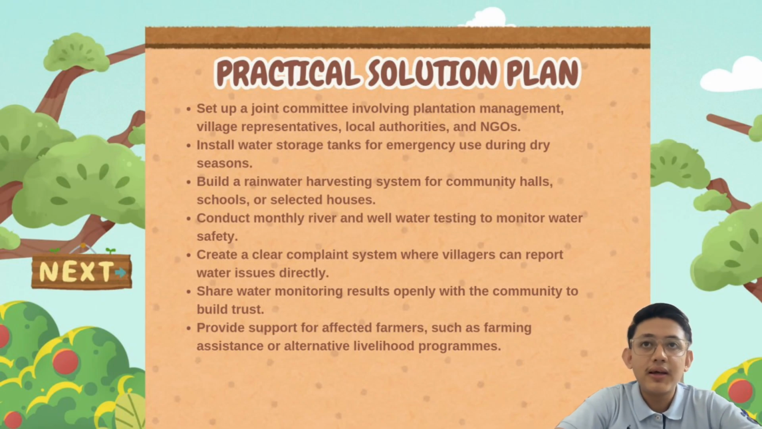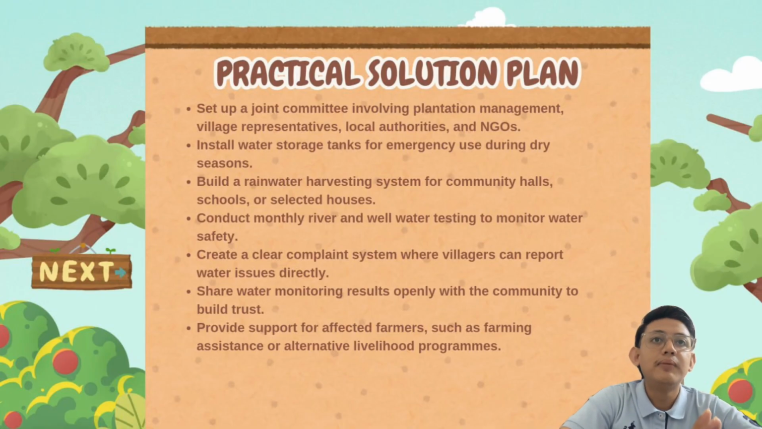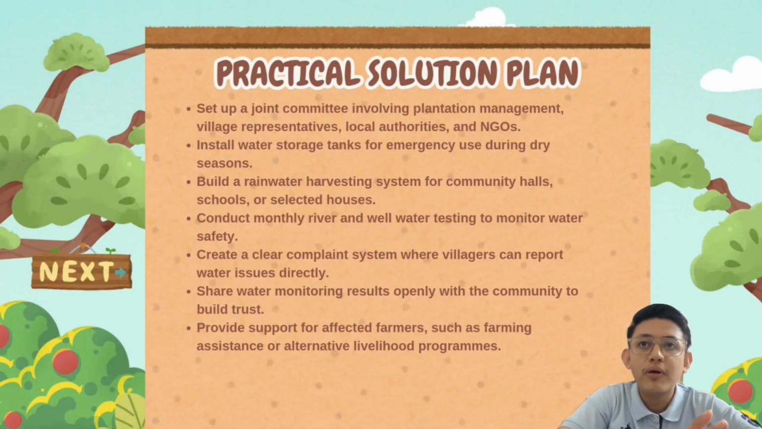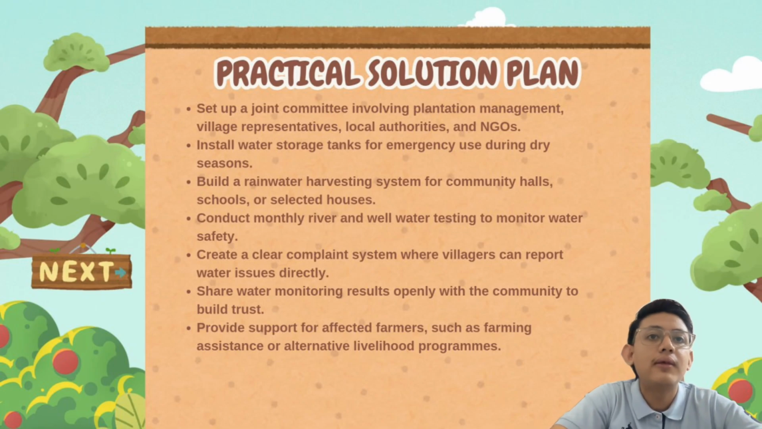This additional idea is important because the issue cannot be solved only by giving temporary help. The plantation company needs a proper longer-term plan to manage water resources fairly. By creating a community water management plan, both the company and villagers can work together to protect clean water supply, reduce conflict and improve the relationship between the plantation and local community.